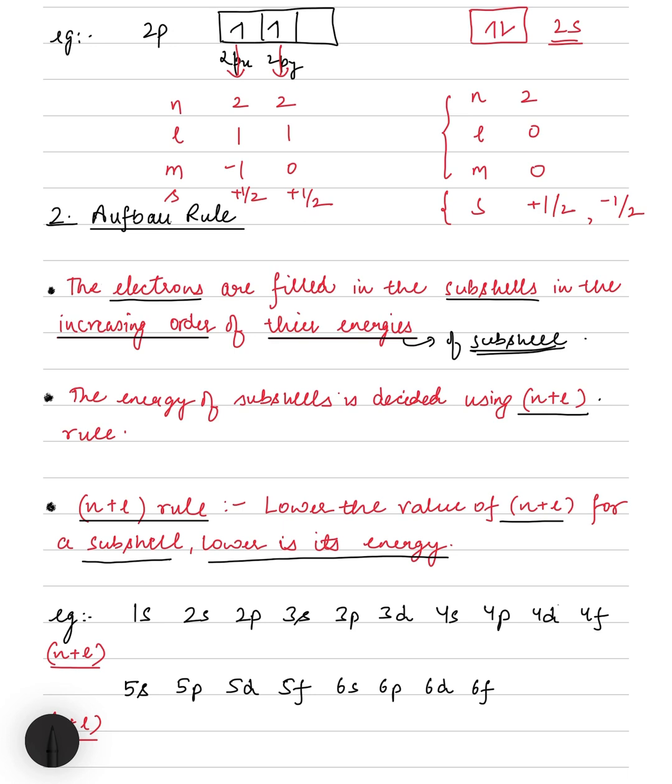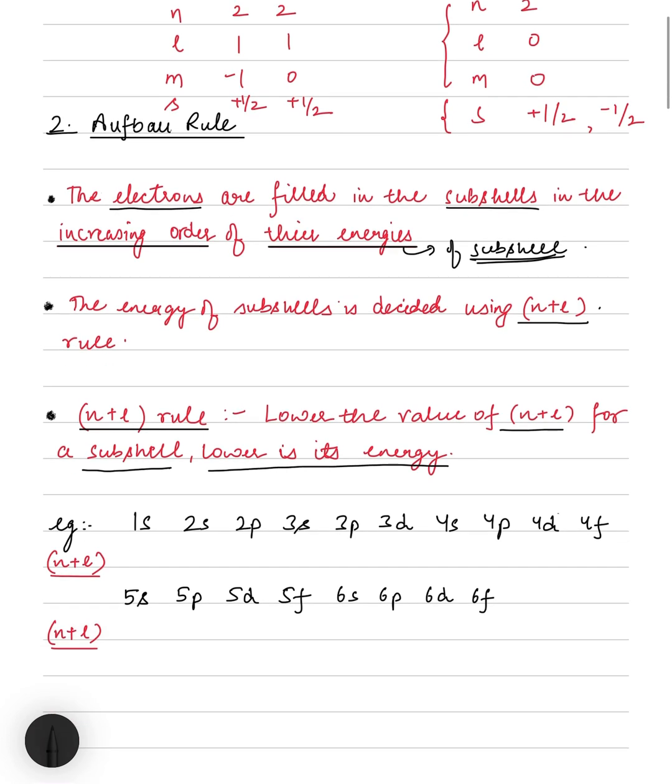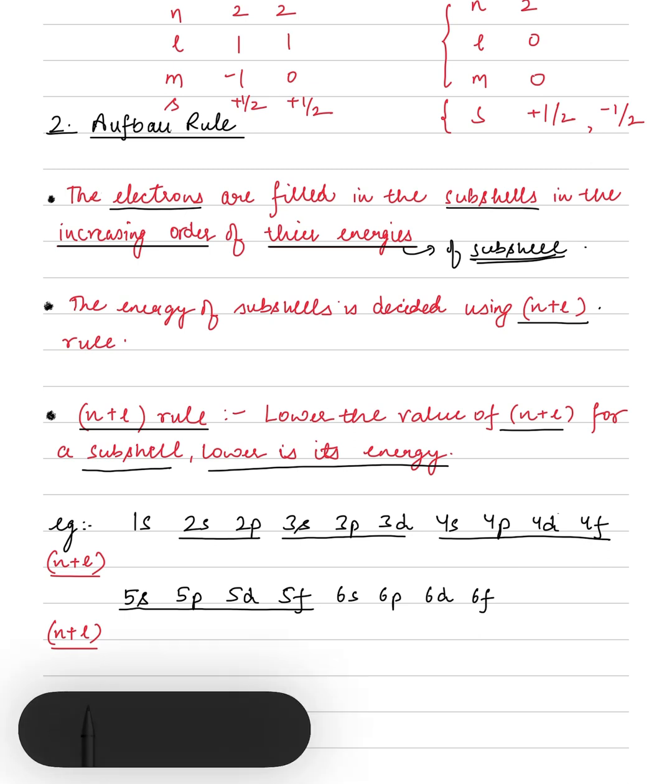subshells. Now we know that in the first shell, we have only one subshell, that is the 1s subshell. In the second shell, we have two subshells, 2s and 2p. In the third shell, we have three subshells, 3s, 3p and 3d. In the fourth shell, we have four subshells, 4s, 4p, 4d and 4f. In the fifth shell, again we have four subshells, 5s, 5p, 5d and 5f. And similarly in the case of the sixth also. Now let's try to find their n plus L value.